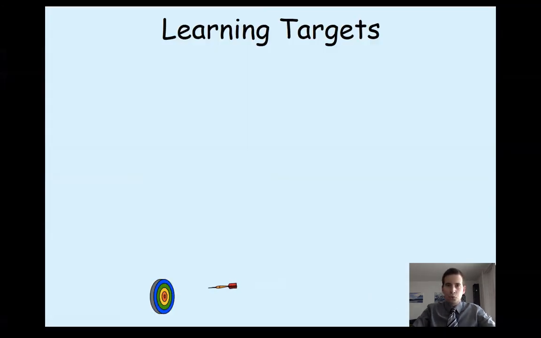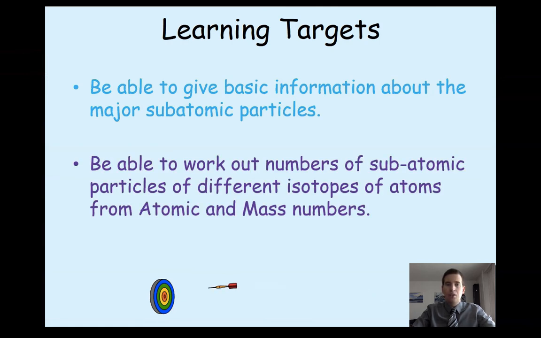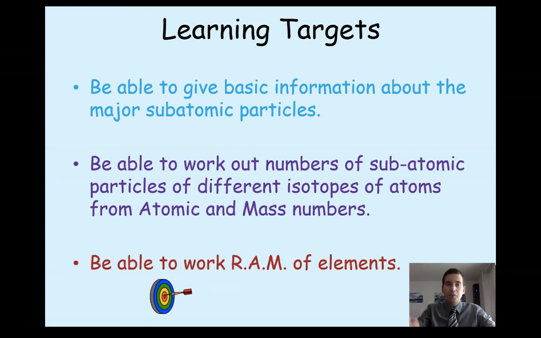So hopefully after this quick recap, you should be able to state all the basic information about the three major subatomic particles, you should be able to work out the numbers of subatomic particles, protons, electrons and neutrons, if you are given their atomic and mass numbers, and you should be able to work out the relative atomic mass of elements, whether you're given information as a percentage or as a numerical ratio.